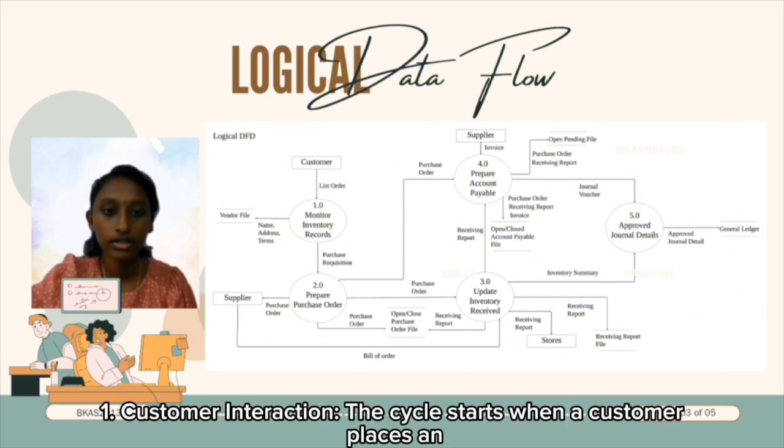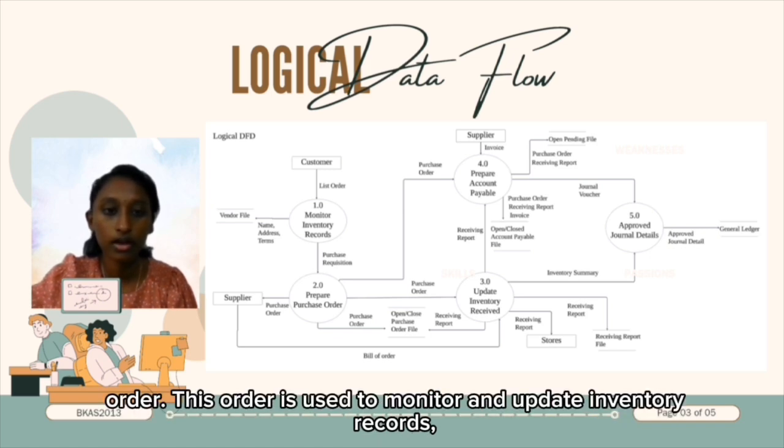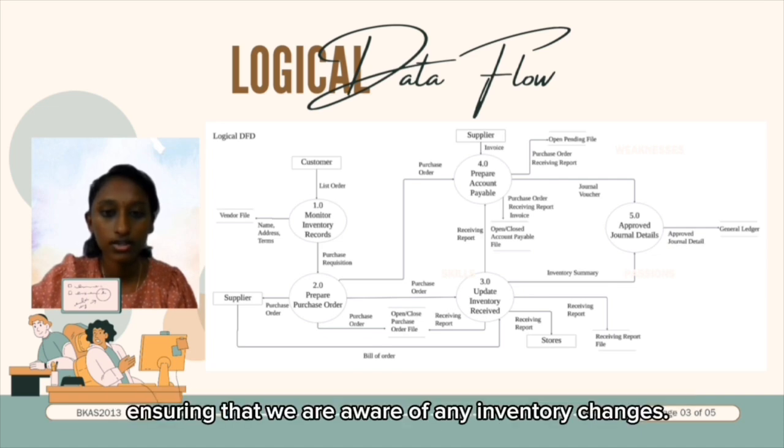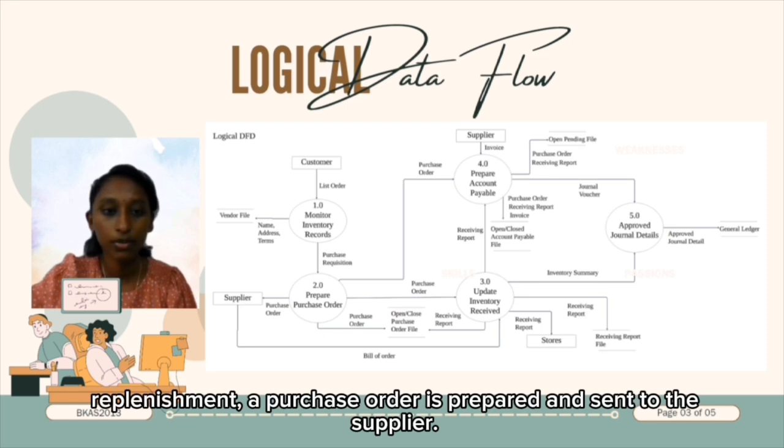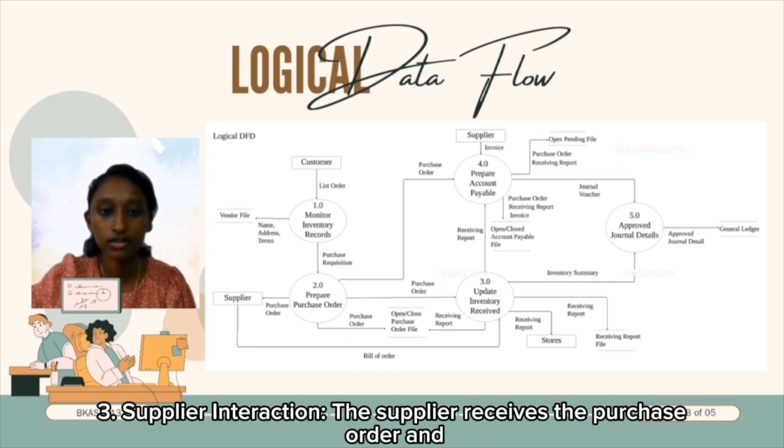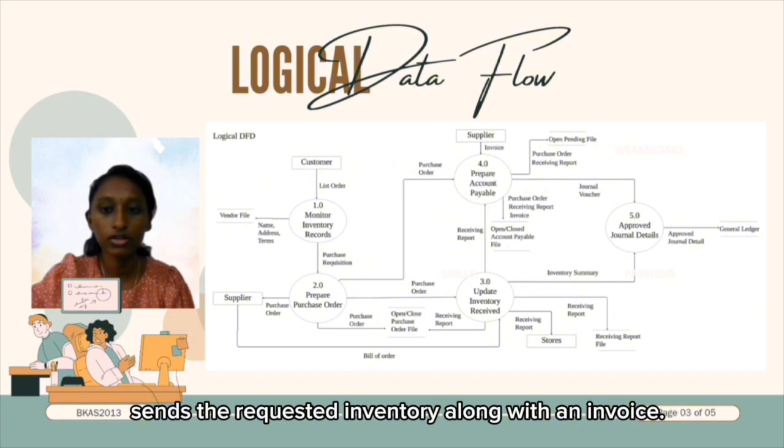Customer interaction. The cycle starts when a customer places an order. This order is used to monitor and update inventory records, ensuring that we are aware of any inventory changes. Second is purchase order preparation. If any inventory level needs replenishment, a purchase order is prepared and sent to the supplier. Third is supplier interaction. The supplier receives the purchase order and sends the requested inventory along with an invoice.